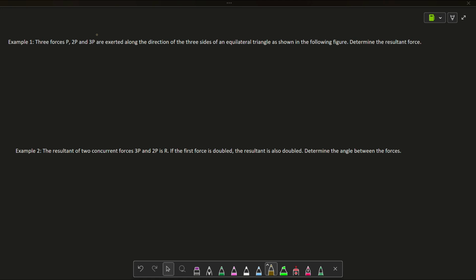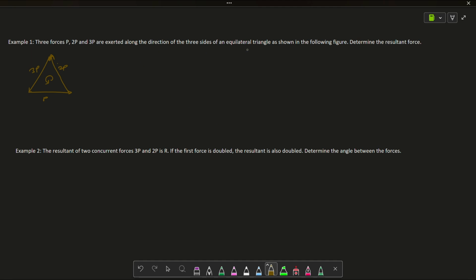The first example says three forces P, 2P and 3P. There are three forces, and they are exerted along the three sides of an equilateral triangle. So first we will make an equilateral triangle like this. Let's suppose 3P is here, P is here, and 2P is acting here like this. Remember the direction, this would be like this, or you can make it in the opposite direction, in clockwise direction as well.